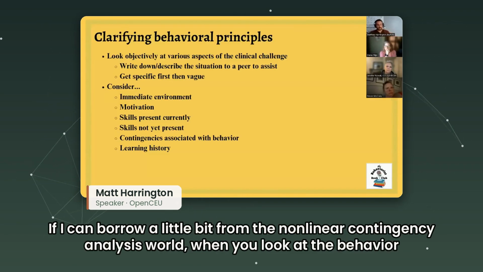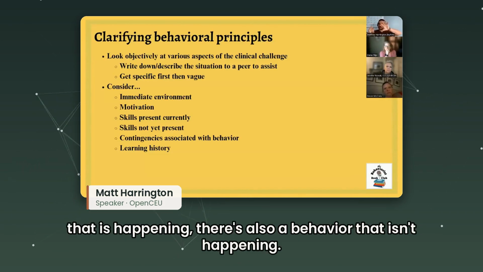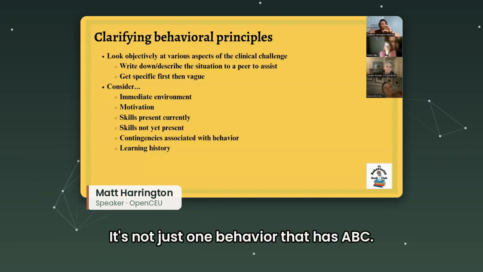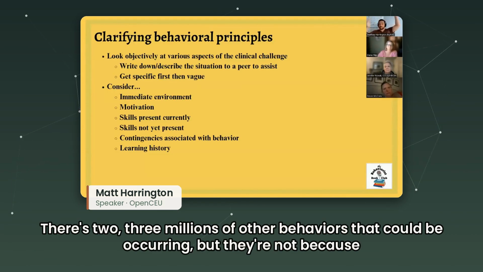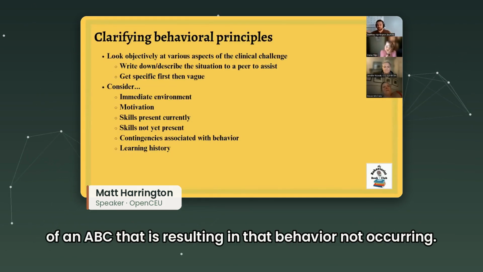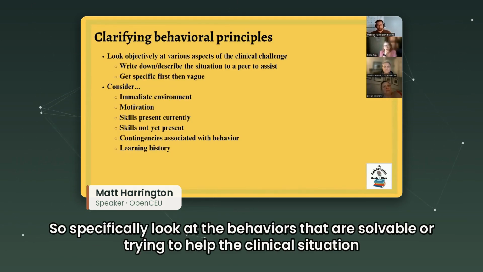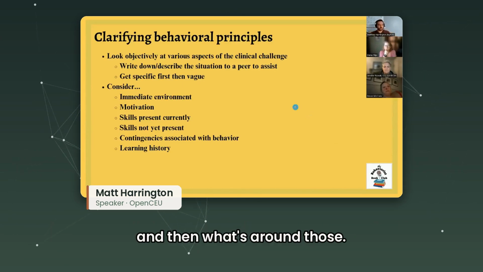If I can borrow a little bit from the nonlinear contingency analysis world, when you look at the behavior that is happening, there's also a behavior that isn't happening. It's not just one behavior that has an A, B, C. There are millions of other behaviors that could be occurring, but they're not because of an ABC that is resulting in that behavior not occurring. So specifically look at the behaviors that are solvable or trying to help the clinical situation, and then what's around those.